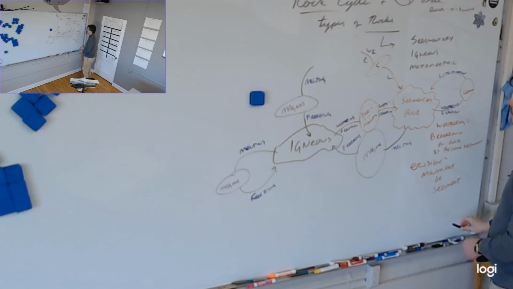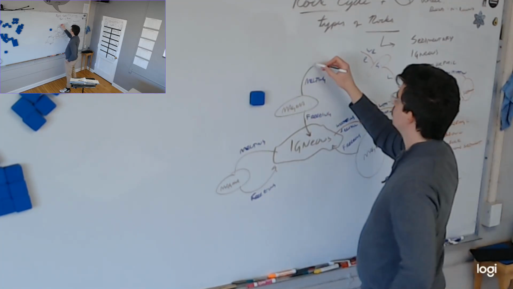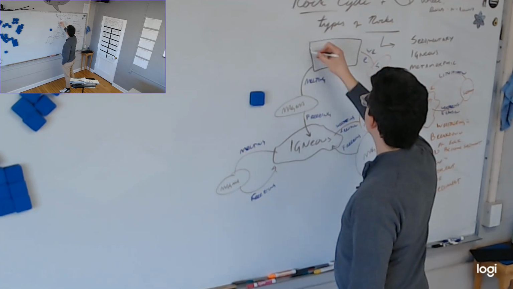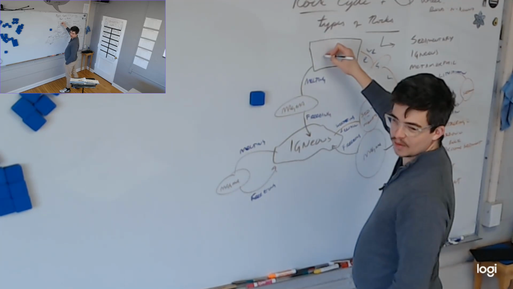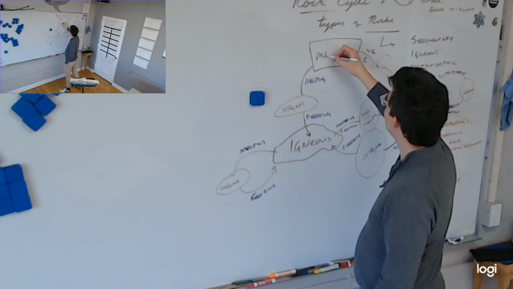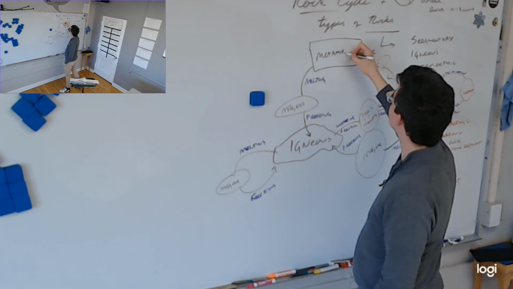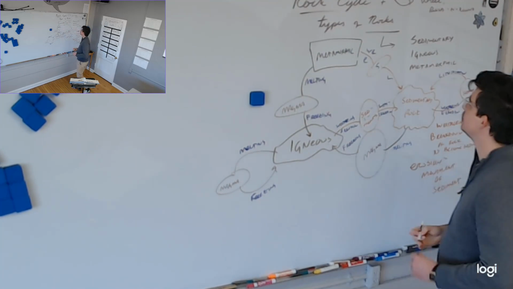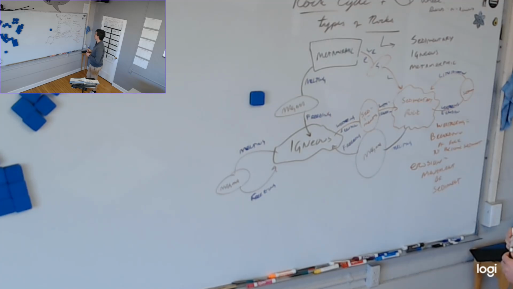What's the one missing? What haven't we done yet? We haven't done sedimentary rock. Yeah, we actually have. Igneous rock. Actually, we've done both of those. Metamorphic rock. Metamorphic.